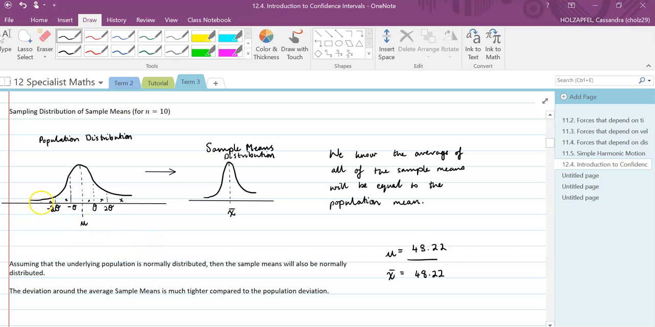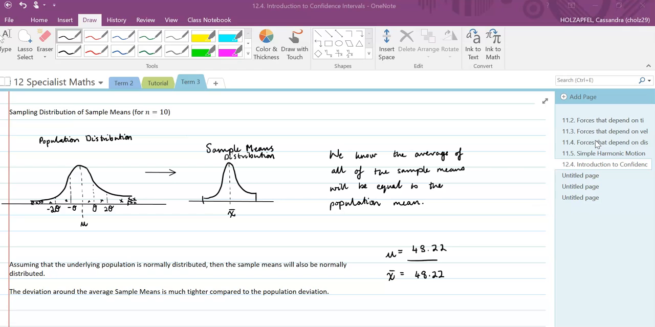So the chances of pulling 10 values from this extreme end are very unlikely. Similarly, it's also very unlikely to get 10 samples that are all situated around the opposite extreme here. And so what we start to see is this tightening up of the sample means distribution compared to the population distribution. So the deviation around the average sample means is much tighter compared to the population deviation.